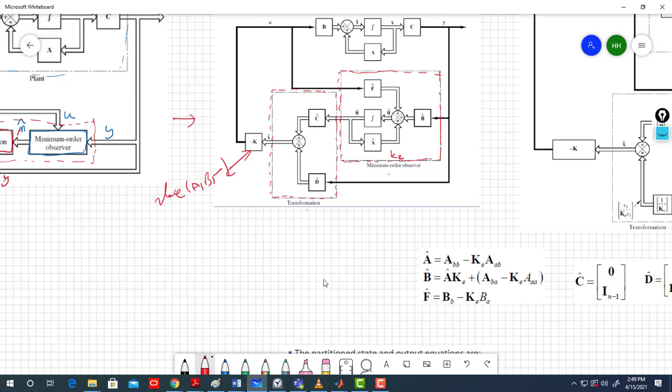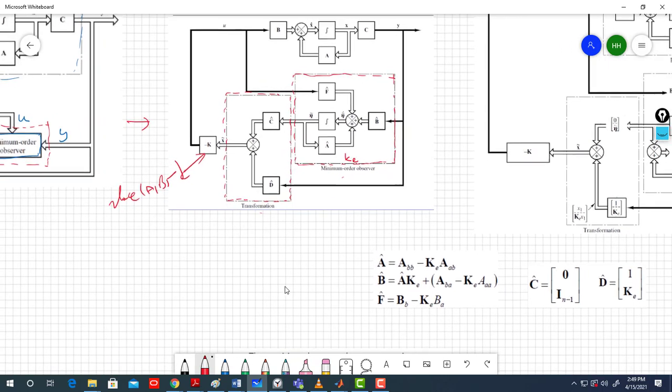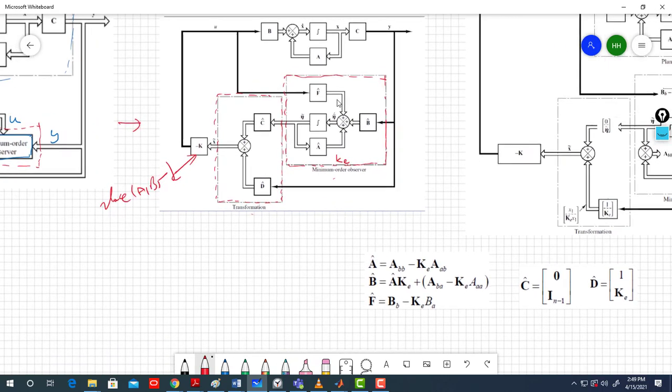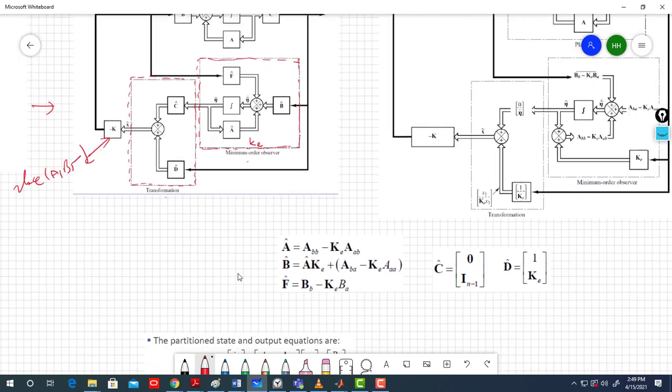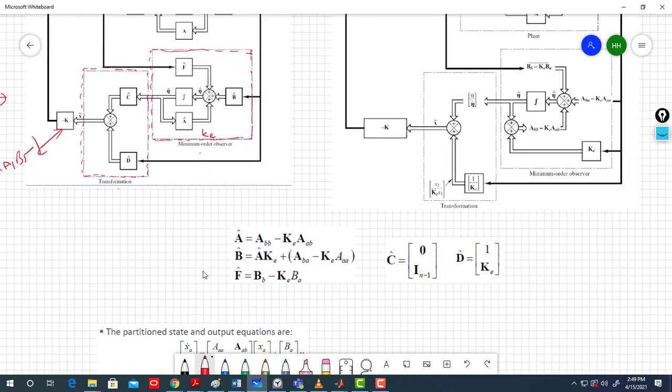So then, what about the remaining matrices in the minimum order observer? B hat, A hat, F hat, and later C hat and D hat. You see, A hat is a function of KE, and also B hat and F hat. So that's why this is the minimum order observer. Here, C hat and D hat are simply a transformation. It's just a transformation. Okay.